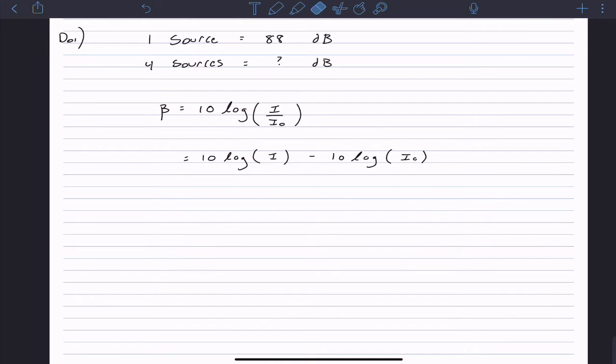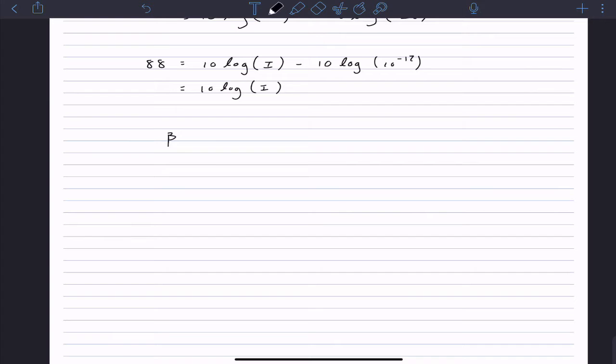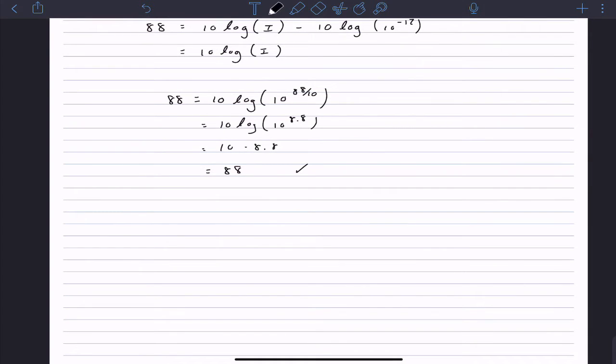Before we go too far down the rabbit hole, we know the initial sound level is 10 log of 10 to the 88 over 10. This is actually equal to 10 log 10 to the 8.8, which is log base 10 of 10 to some power, so times 8.8 is equal to 88. Using this relationship with all of the others, we can find the total sound level.